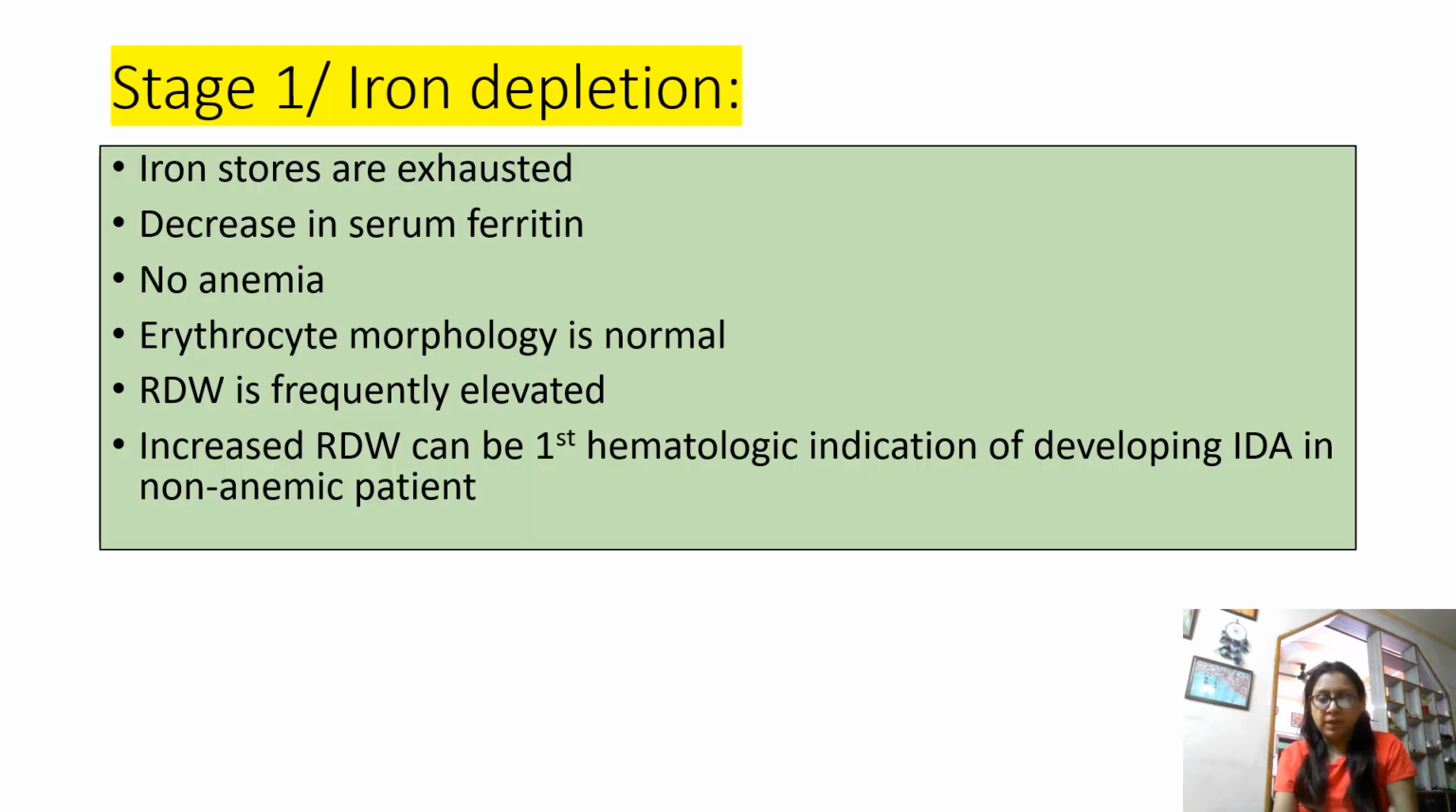So let us first study stage 1, that is what is the basic pathophysiology which is happening in stage 1. As I said, iron depletion is happening, storage iron is not there. So iron stores are exhausted. There is decrease in serum ferritin. But there is no overt anemia in the patient. When you examine the peripheral smear, erythrocyte morphology is normal.